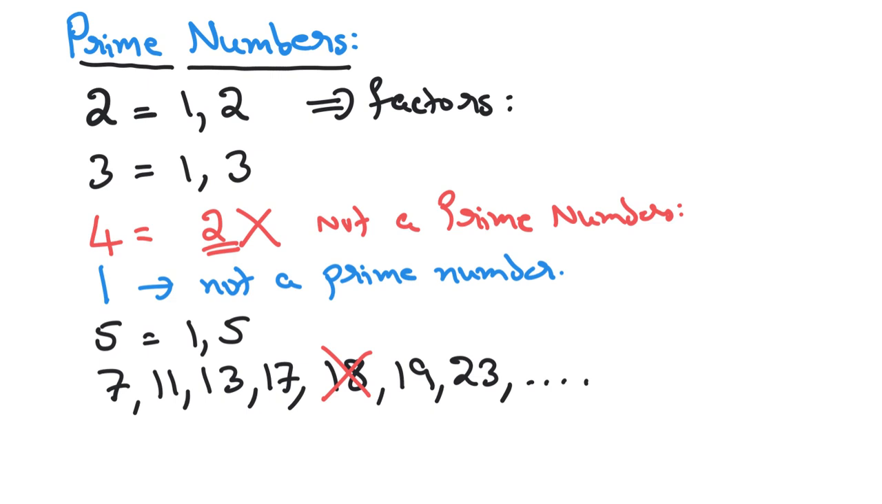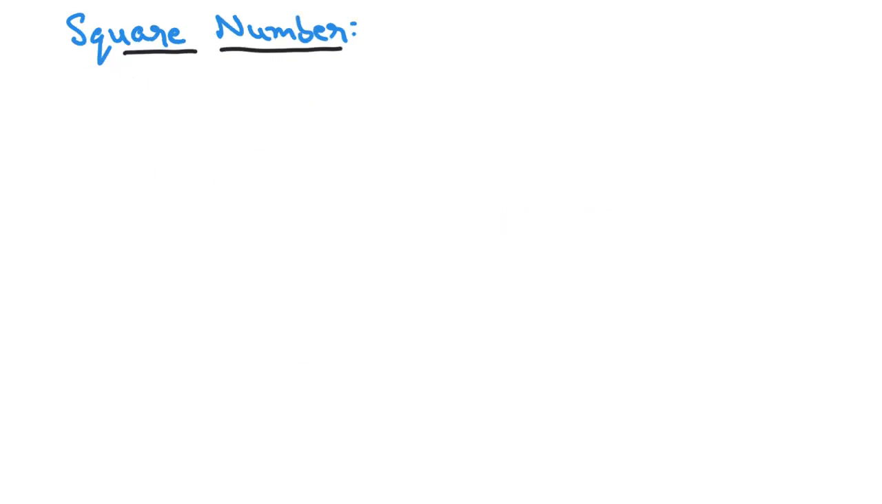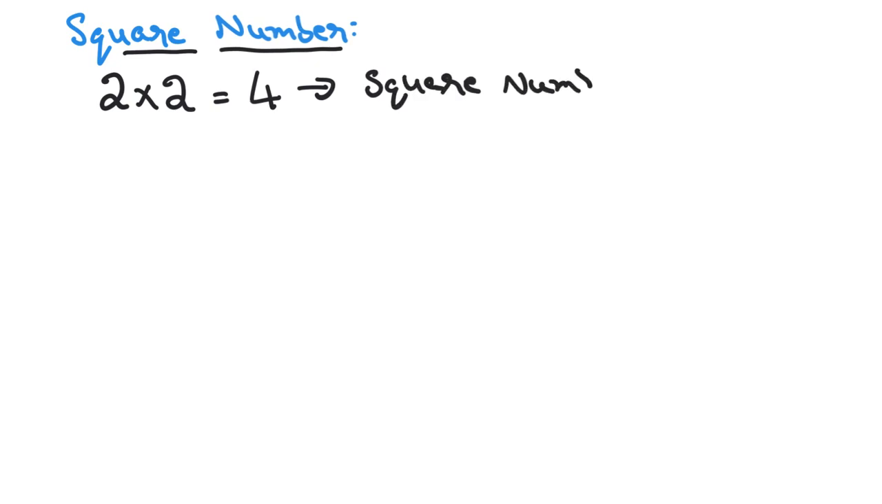Great. Let's move ahead. Let's understand what is a square number. A square number is a number that is multiplied by itself. For example, 2 when multiplied by itself, 2 times 2 is 4. So 4 is a square number. Get it? Okay. For example, 3 multiplied by itself, 3 times 3, 9. So 9 is a square number.